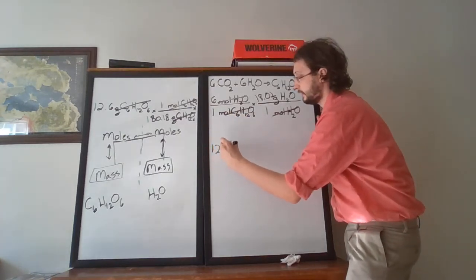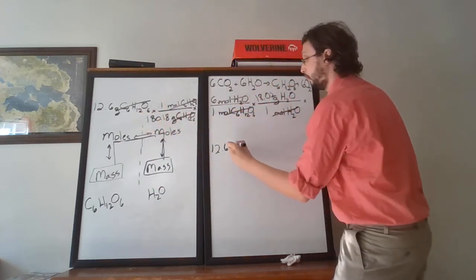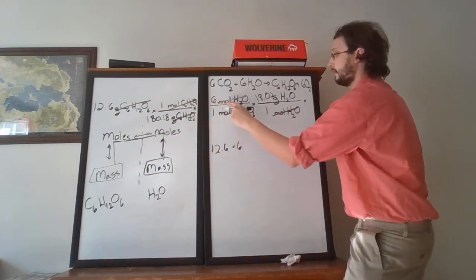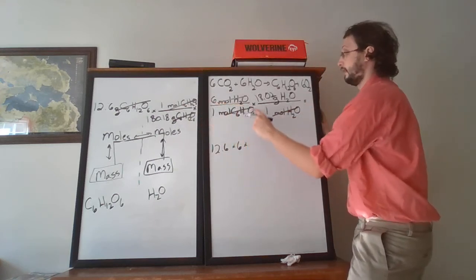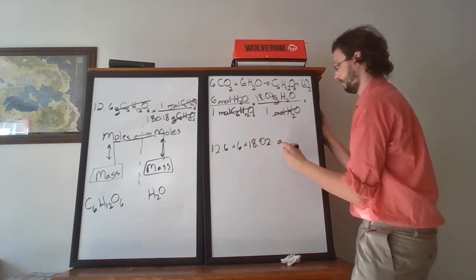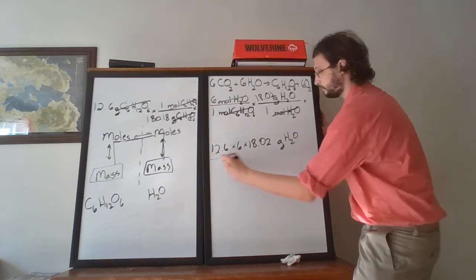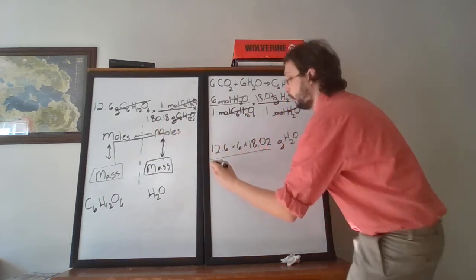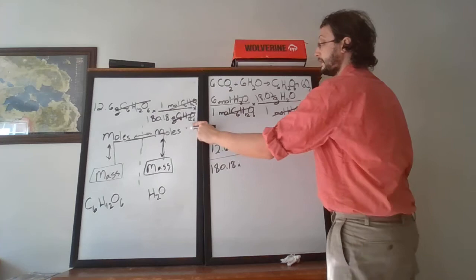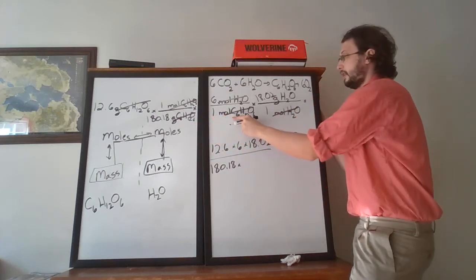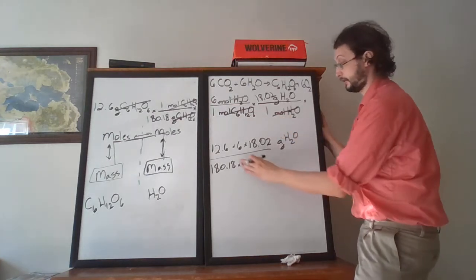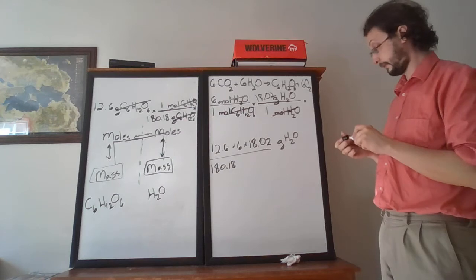We've got 12.6. That canceled out times 1, which is just itself. That canceled out. Times 6. Moles of water canceled out. Times 18.02. And we still have grams of H2O. In the denominator, we've got 180.18 times grams of glucose canceled out, times 1 would just be itself. Moles of glucose canceled out, times 1 would just be itself. Moles of water canceled out. So actually, that's all that goes in the denominator for this one.